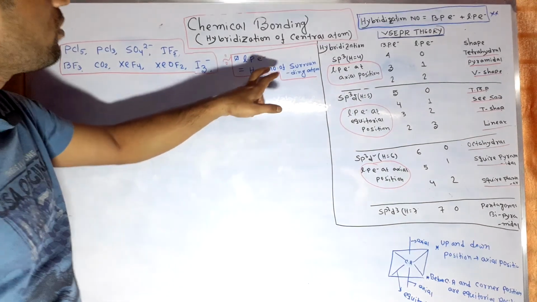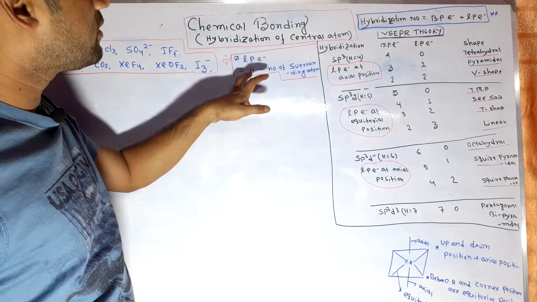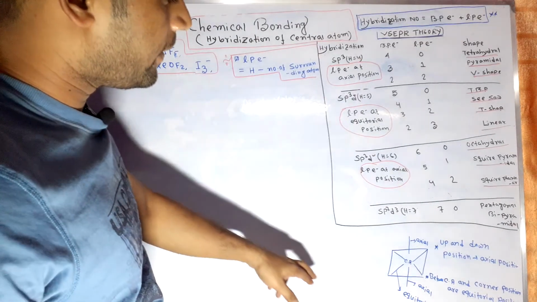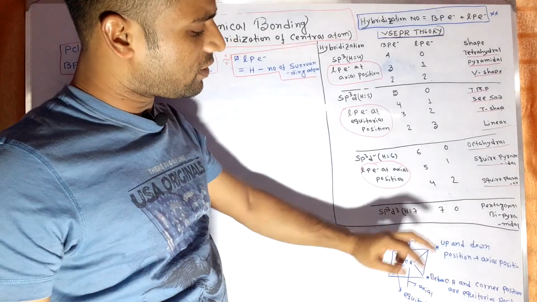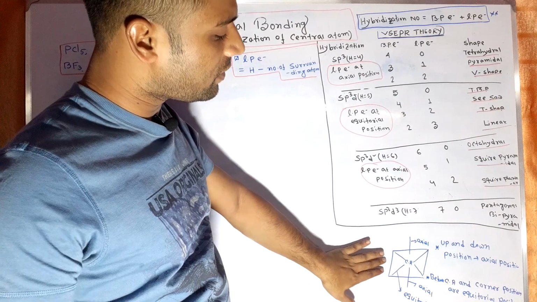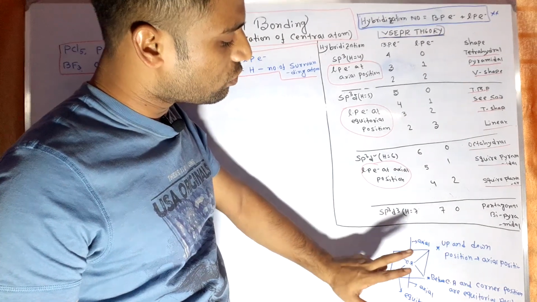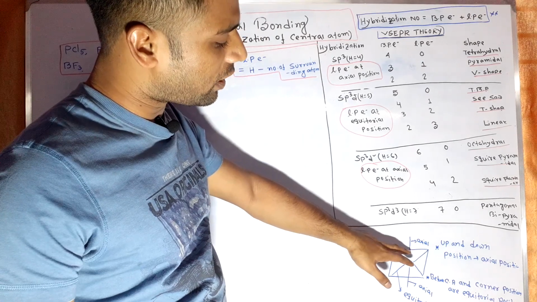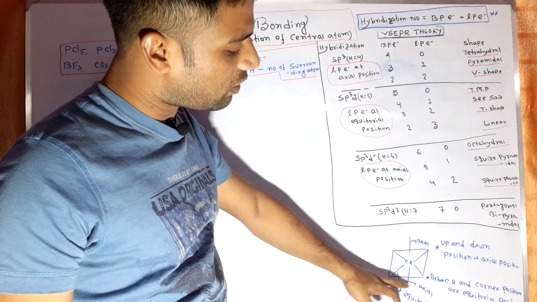Then the formula of lone pair electron: hybridization number minus number of surrounding atom. Then the shape in a particular shape, that means octahedral, trigonal bipyramidal. In any shape, the axial position is always 2. The number of axial positions is 2, one upward position and one downward position.